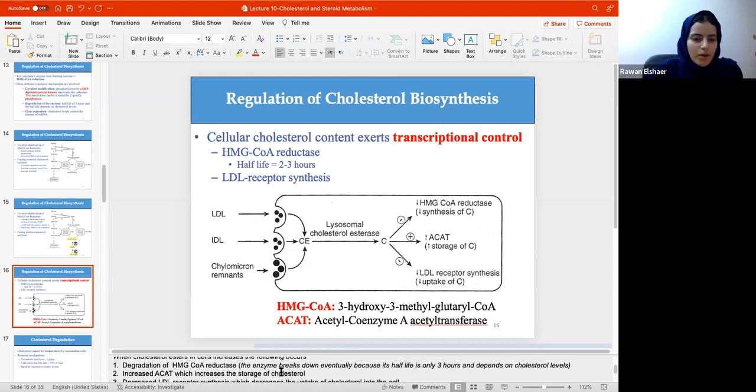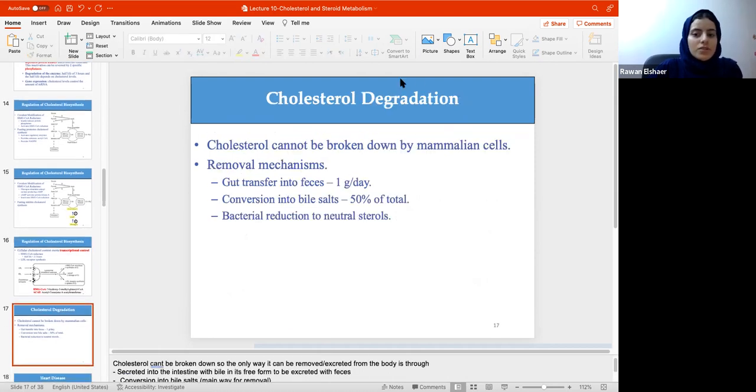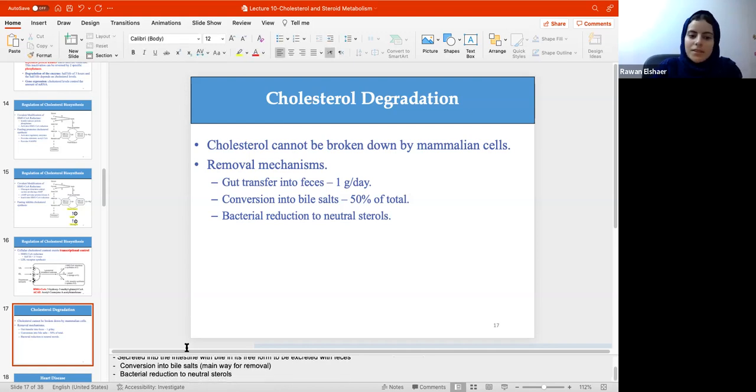I mentioned them all here in detail. Yeah, it's basically what I mentioned. So cholesterol degradation: it cannot be broken down. This slide is more about how you get rid of cholesterol in your body. The main way of getting rid of cholesterol, or I think the only way, is through bile. The cholesterol either gets converted to bile salts or it's released in the free form in bile, and then it goes to your intestine. In your intestine, some of it gets reabsorbed as bile acids, and some gets excreted with feces. That's the only way you can be done with cholesterol.